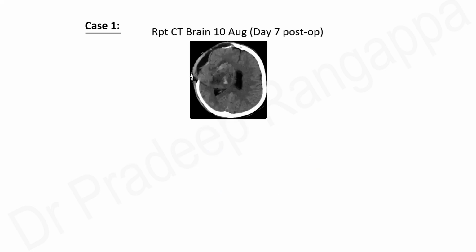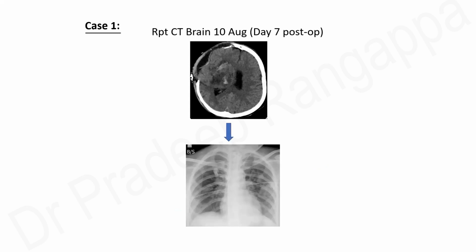A repeat CT brain was done on 10th August, day 7 post-op, because of the fall in GCS and this fever. As you see, there are no major changes in the CT. We also did a chest X-ray because one would want to rule out VAP, isn't it, in someone who is having a low GCS. The chest X-ray also looks pretty much non-sinister.